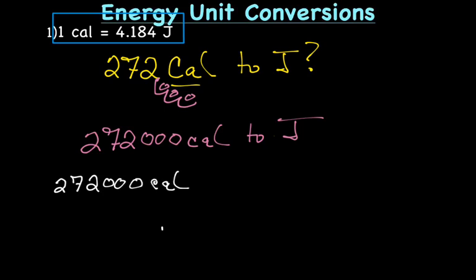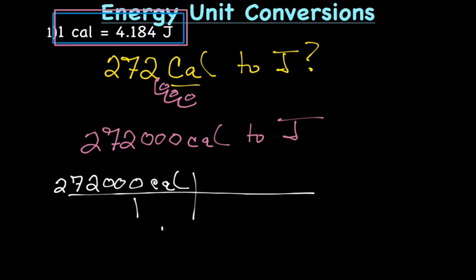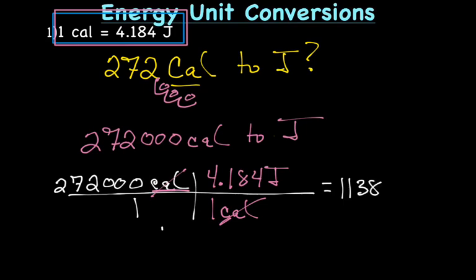So we're going to have 27200 cal over 1. And then we're going to use this guy here, putting 1 on the top, 1 on the bottom, setting them up so that the units cancel out. And since we have cal here, we need to have cal at the bottom. So we'll have 1 cal at the bottom, and then 4.184 joules at the top. Cal crosses out cal. So now we multiply across. And if I did my calculations correctly, I got 1,138,048 joules.